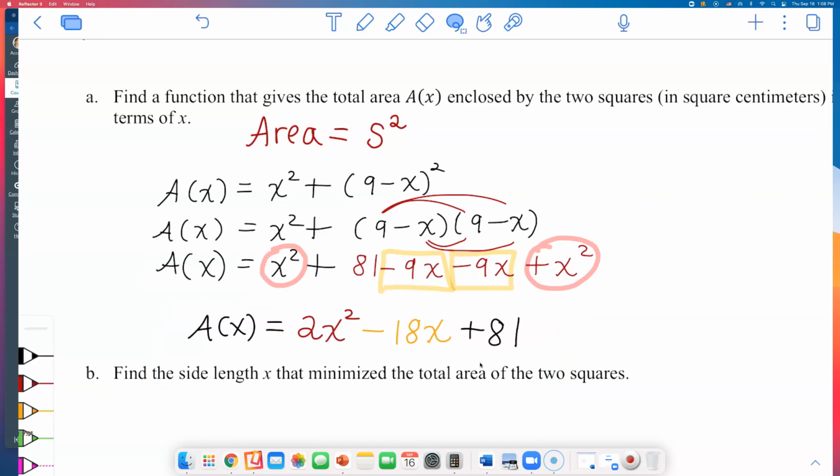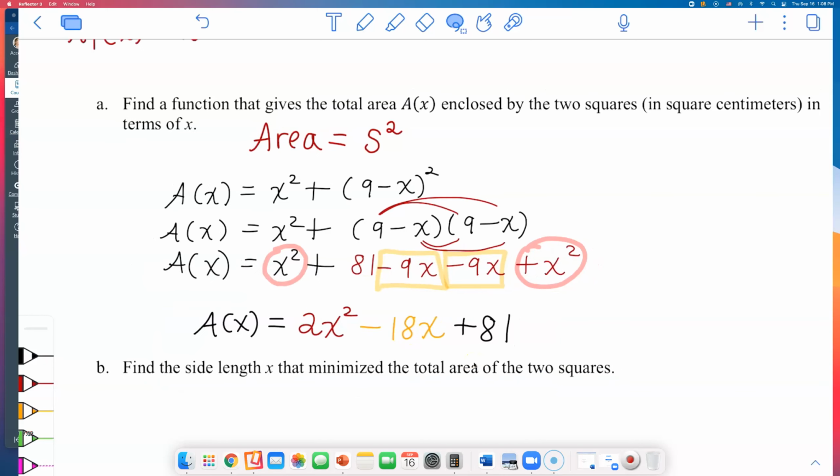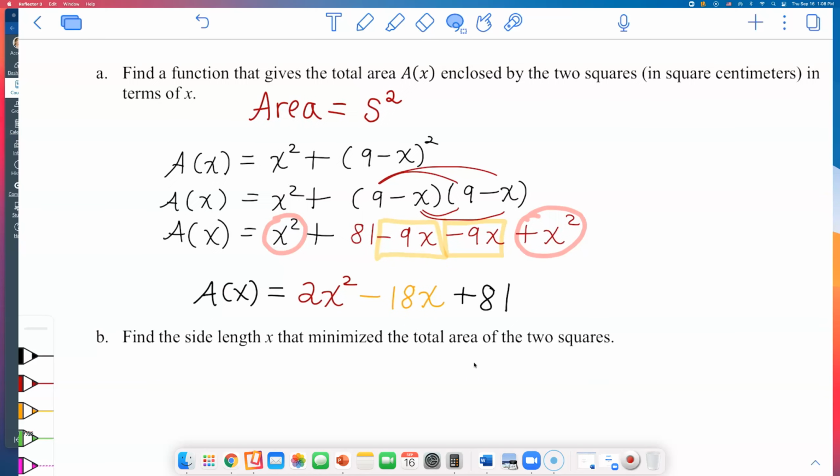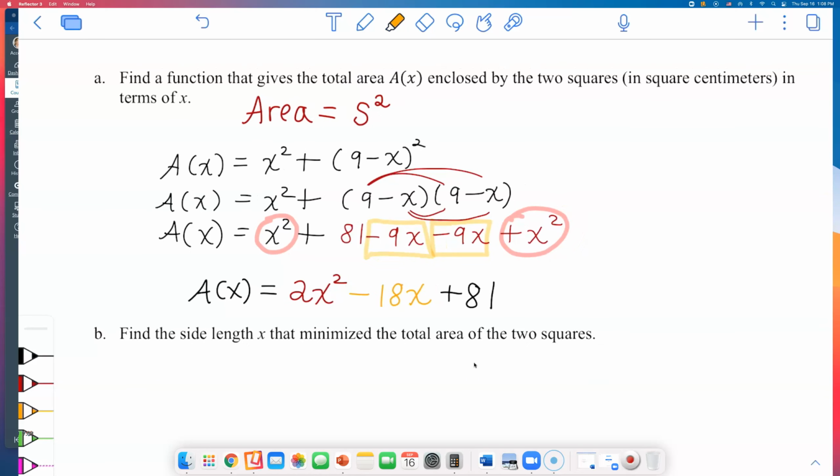Are we using this? I bet so. Let's see. Find the side length x that minimizes, okay, that minimizes. And why are they saying that this function has a minimum?